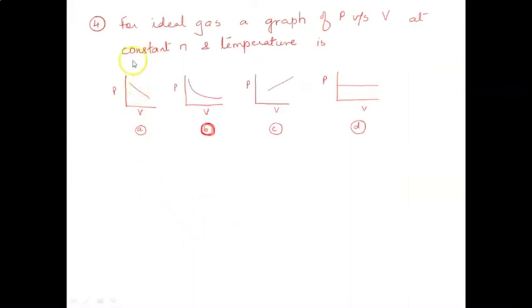The next question for you is, for an ideal gas, a graph of pressure versus volume at constant N and temperature is this particular curve B. It is a smooth curve.